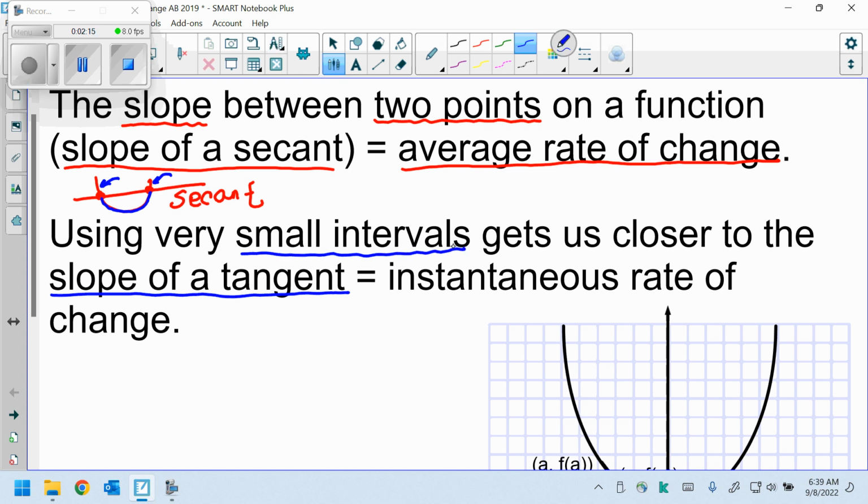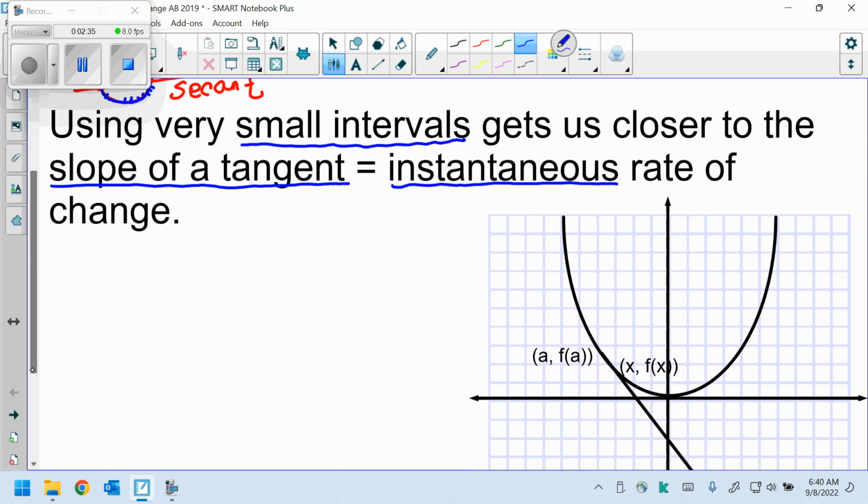And the slope of a tangent line is also known as the instantaneous rate of change, not the average rate of change, not a whole bunch of different ones that when we add them all together and find the average, we've got a number. Now this is the rate of change at an instant.